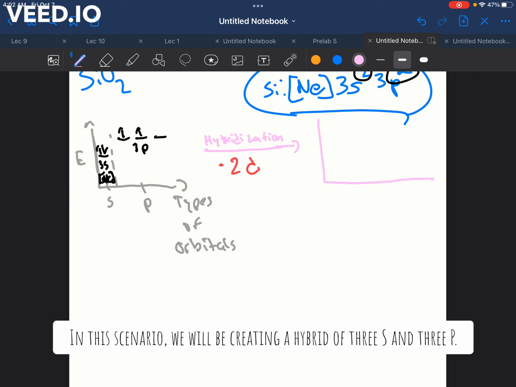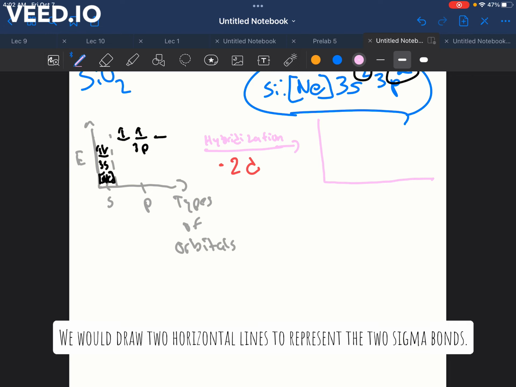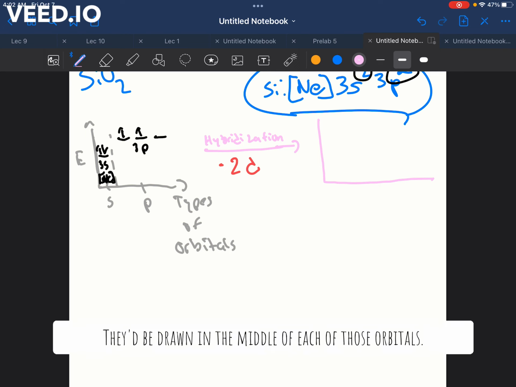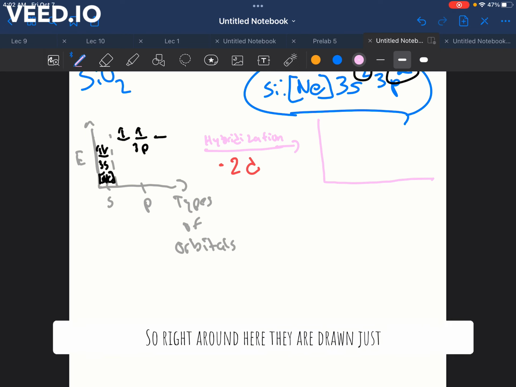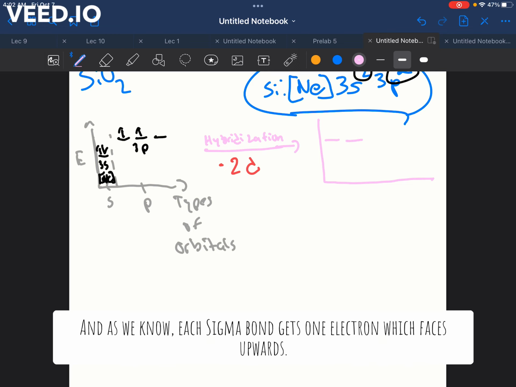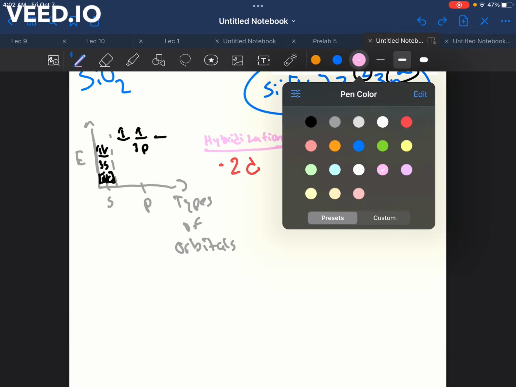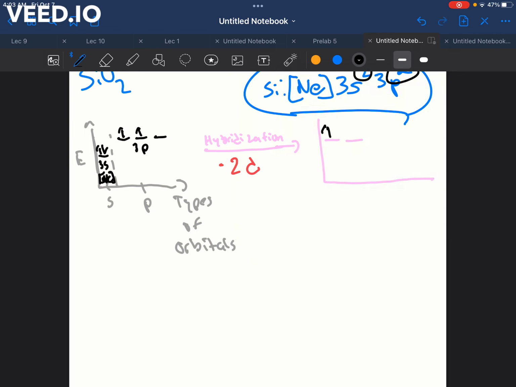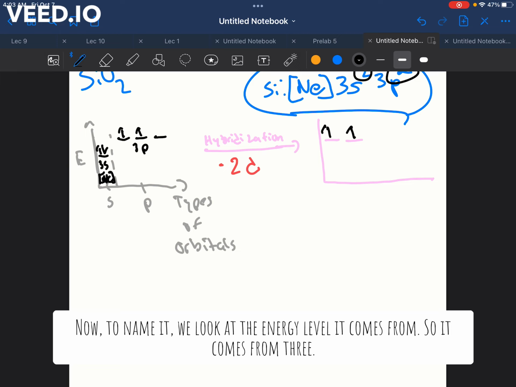In this scenario, we would be creating a hybrid of 3s and 3p. We would draw two horizontal lines to represent the two sigma bonds. They'd be drawn in the middle of each of those orbitals, so right around here, just in between 3s and 3p. And as we know, each sigma bond gets one electron which faces upwards.